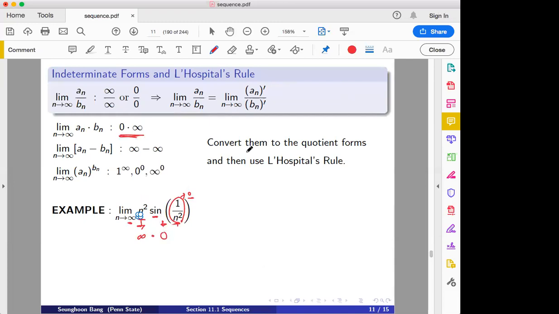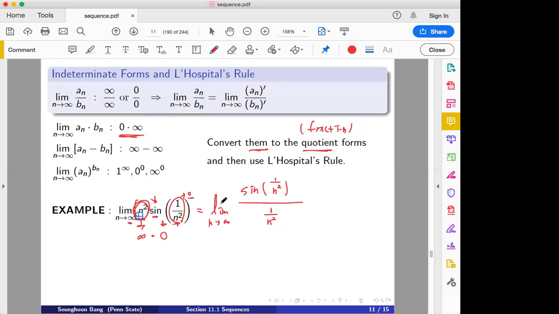How can you solve it? Convert this one to the quotient form. The quotient form is like a fraction. How can you change it? Taking the limit as n approaches infinity, you can keep the trig function, sine of 1 over n squared, at the top. The n squared goes to the denominator by using the reciprocal.